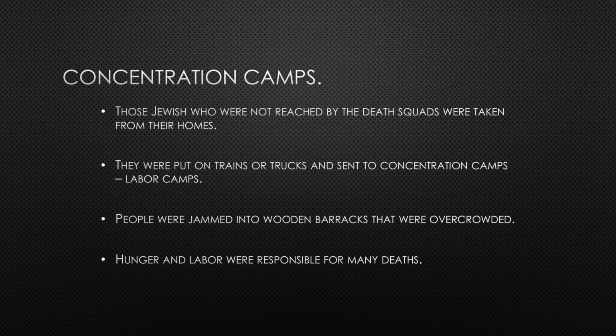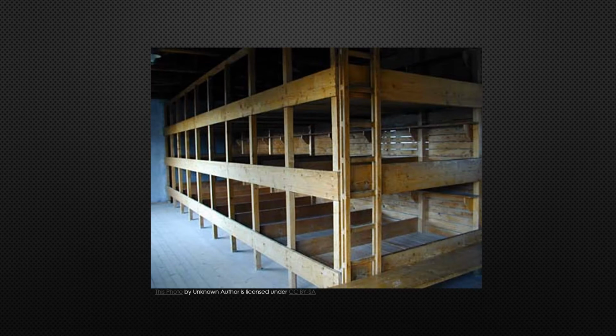People were also jammed into wooden barracks that were often overcrowded, and like we said, hunger and labor were responsible for many deaths. Here we have an example of what I was just talking about. These are the barracks, or the bunks, that people would sleep in. You can see how tiny they are, and how many people they would fit into one row or rack of bunks. Again, very overcrowded, very uncomfortable, and this is what people were put into.